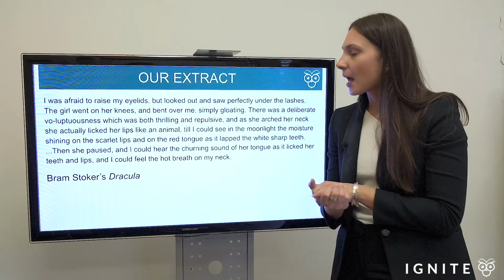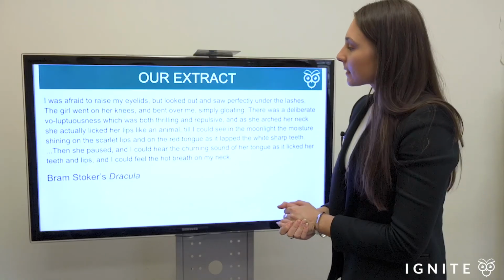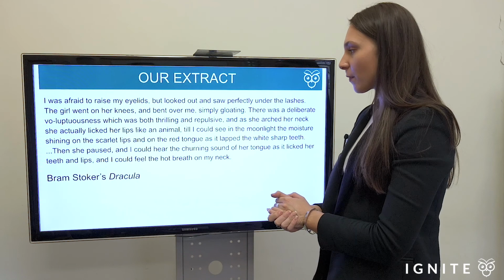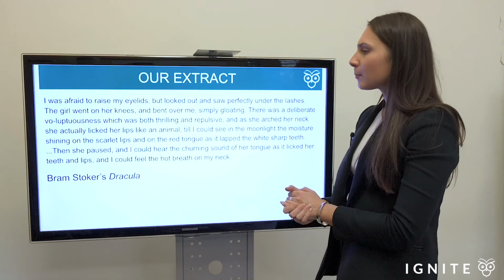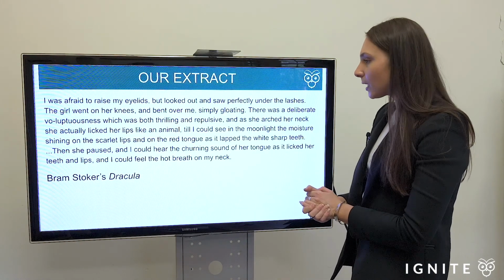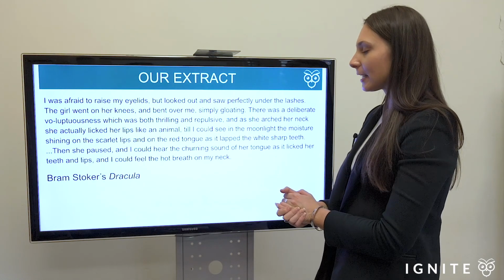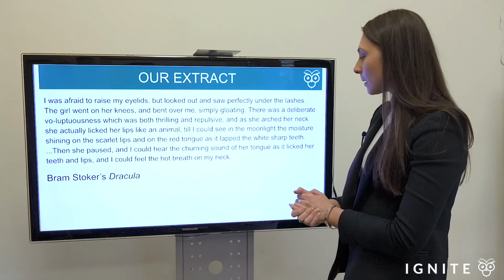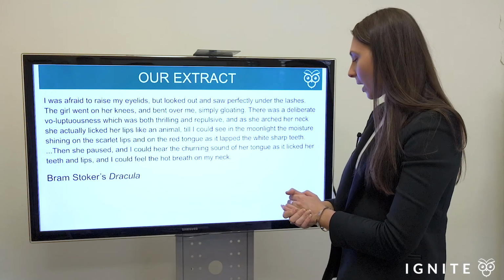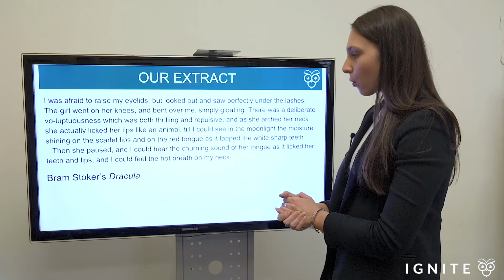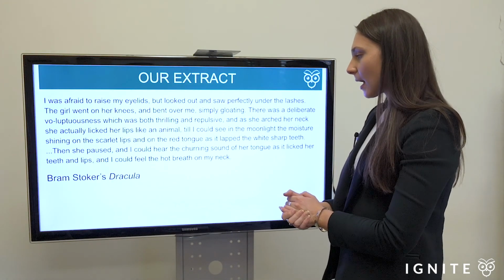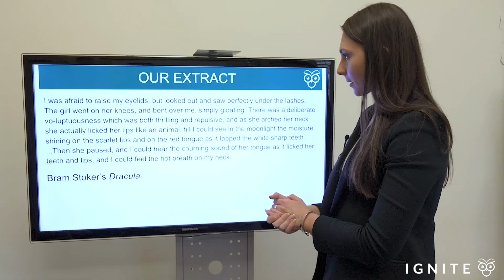So here's our extract. I was afraid to raise my eyelids, but looked out and saw perfectly under the lashes. The girl went on her knees and bent over me, simply gloating. There was a deliberate voluptuousness which was both thrilling and repulsive. And as she arched her neck, she actually licked her lips like an animal, till I could see in the moonlight the moisture shining on the scarlet lips and on the red tongue as it lapped the white, sharp teeth. Then she paused, and I could hear the churning sound of her tongue as it licked her teeth and lips, and I could feel the hot breath on my neck.